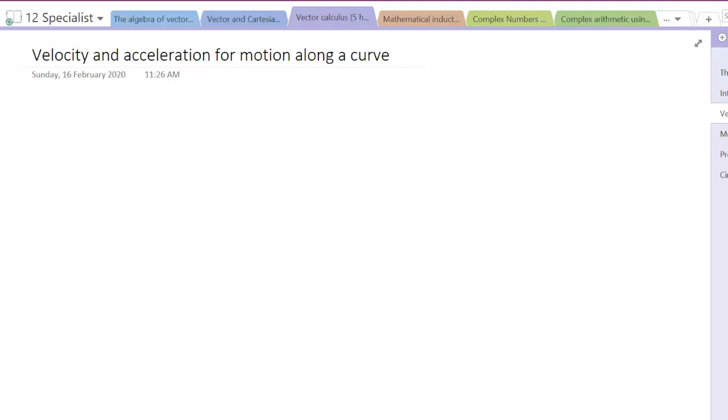In this lesson, we're looking at velocity and acceleration for motion along a curve. So essentially what we're looking at is displacement, velocity, and acceleration vectors.